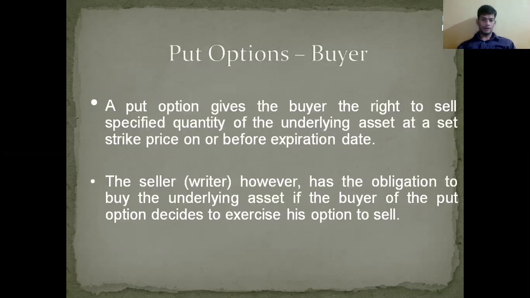Put option. A put option gives the buyer the right to sell a specified quantity of the underlying asset at the set or strike price on or before the expiry date. The seller, however, has the obligation to buy the underlying asset if the buyer of the put option decides to exercise the sale.